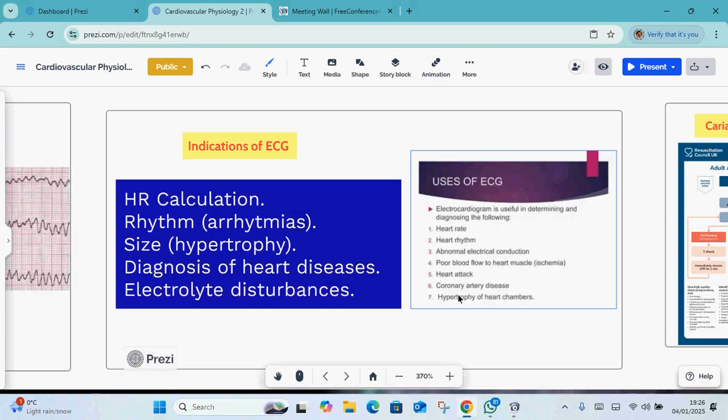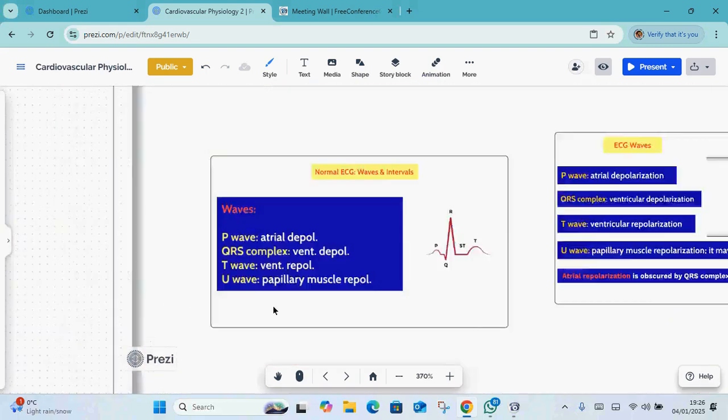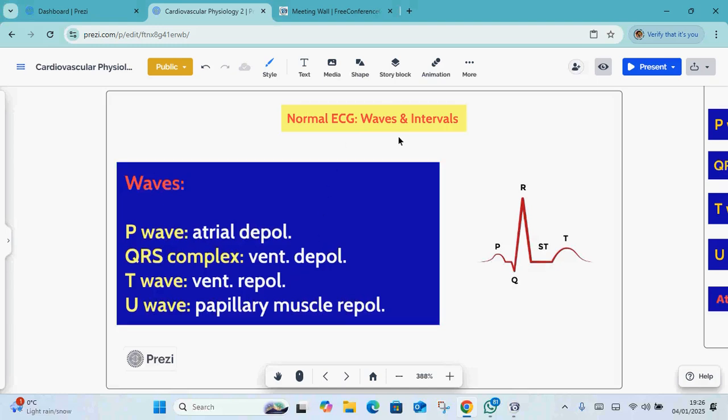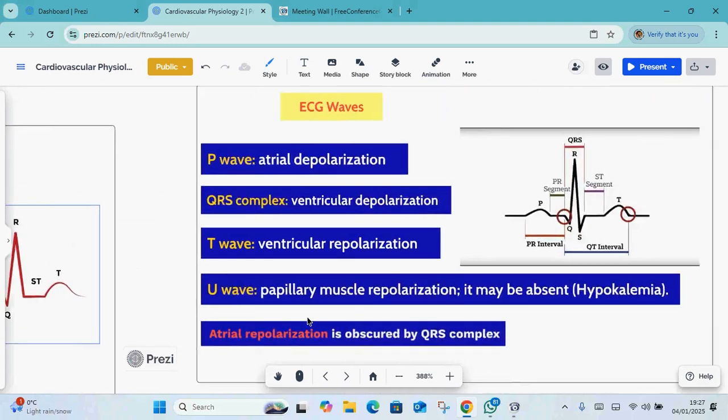Myocardial infarction, coronary artery disease, or electrolyte disturbances. Then we spoke about the waves and intervals of ECG. We said there are 4 waves: P wave, QRS complex, T wave, and U wave. P wave is atrial depolarization, QRS is ventricular depolarization, T wave is ventricular repolarization, and U wave, which doesn't show on the normal ECG, is papillary muscle repolarization.